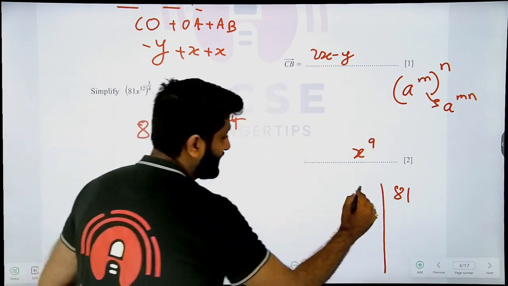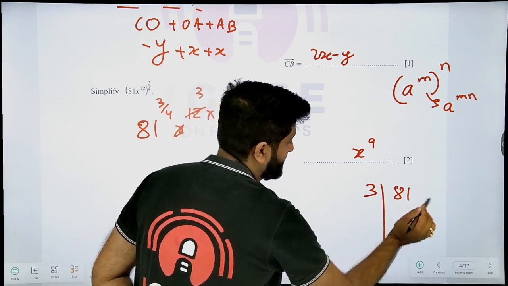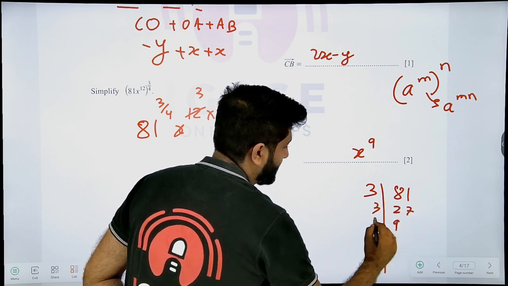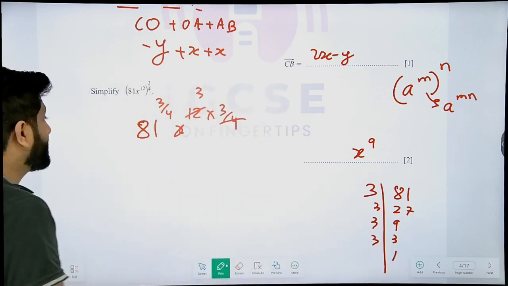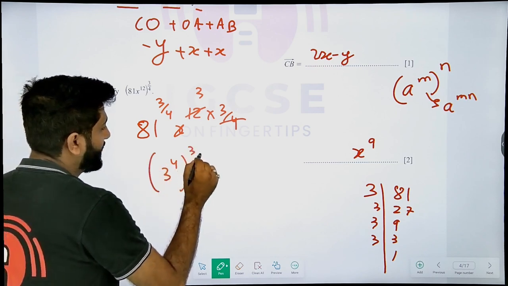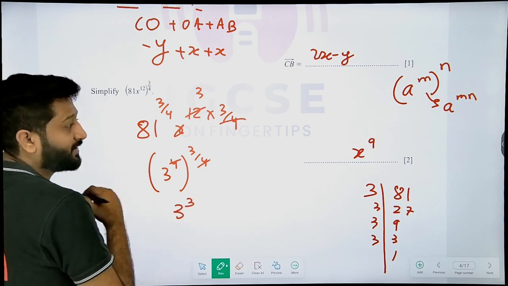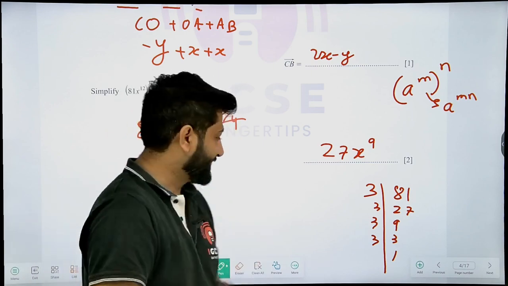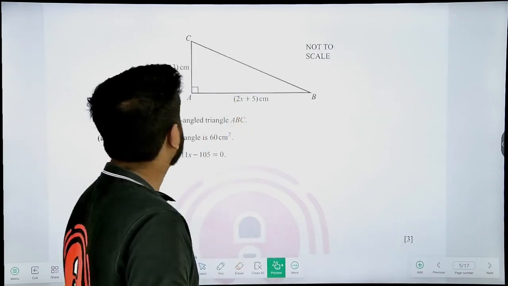I can write this as, if I divide this by 3, I have 27, then 9, then 3, 3, 1. So I can rewrite 81 as 3 power 4. Now this is also getting multiplied with 3 by 4, so 4 and 4 would get cancelled. I have 3 power 3. So I'll write it as 27 into x power 9. That should be my final answer. Now, going towards the next question.